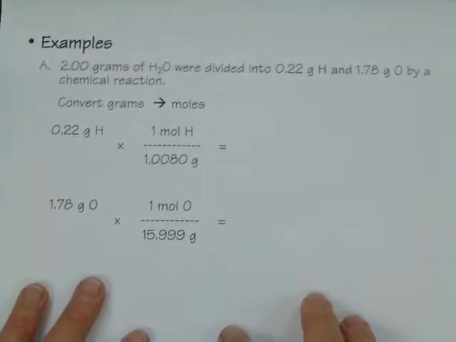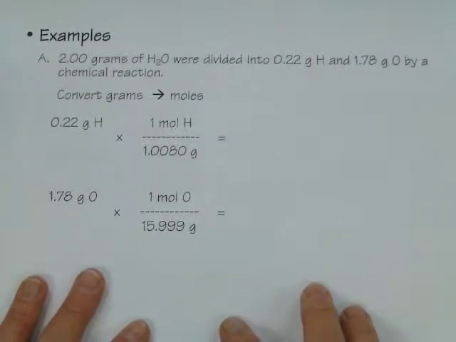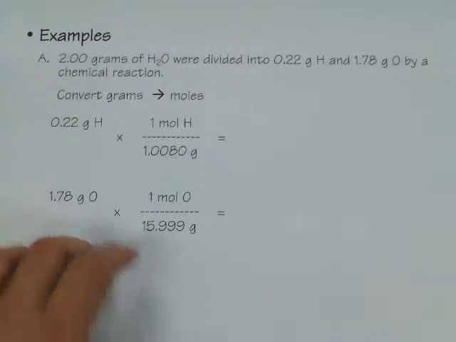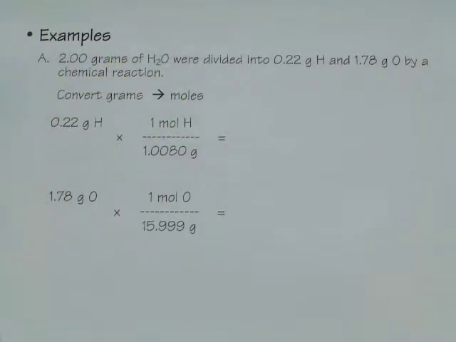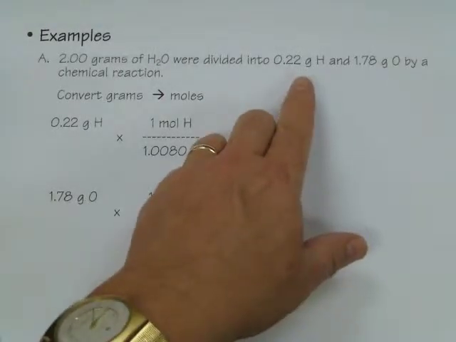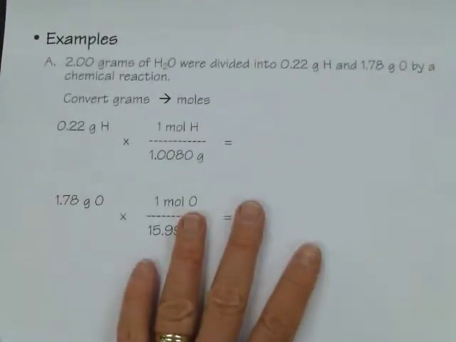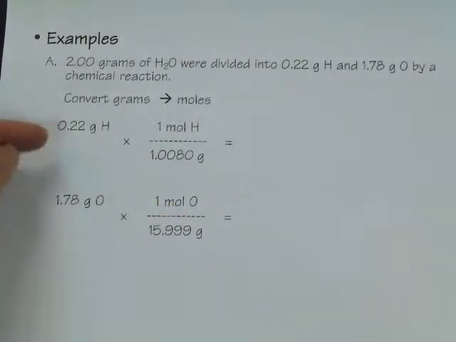So, looking at the example problems. First example we'll look at is, how do we know that water is H2O? Suppose we had 2 grams of water, and we divided it using that technique I showed you with electricity into the 2 parts, hydrogen and oxygen. And we weighed how much hydrogen and how much oxygen there was. What we'll do is we'll take each of those 2 elements, how many grams there were, and we'll convert that into moles to count how many atoms there are.